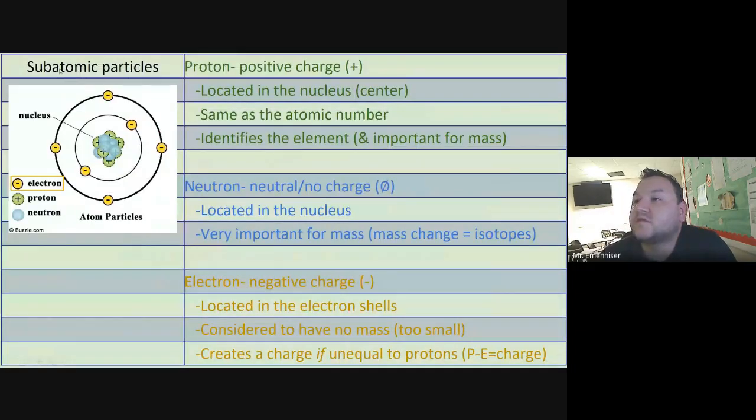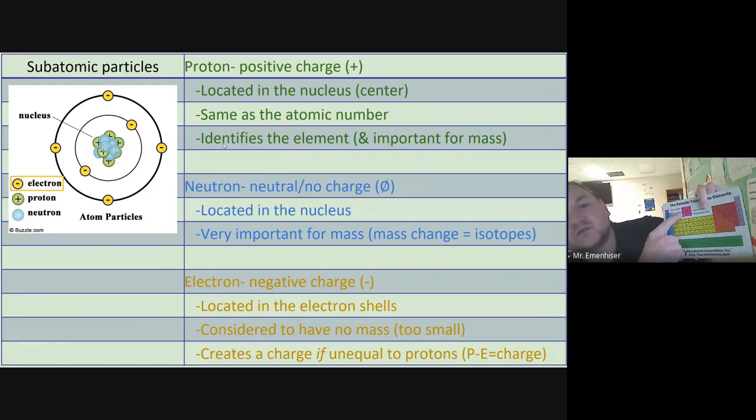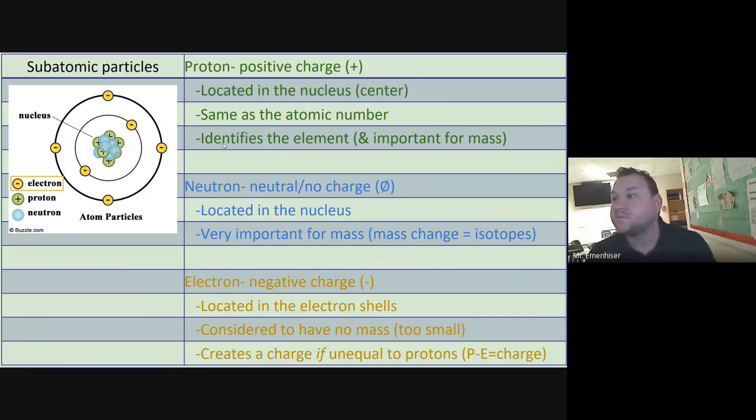Okay, so here's a review from last time. The atom is made out of subatomic particles, the proton, the electron, and the neutron. Protons are positively charged. Proton, positive, they both start with P. They're located in the nucleus. They are the same as the atomic number. The atomic number is equal to the number of protons. The number of protons identifies the element. Hydrogen is element number 1 because it has 1 proton. Helium is element number 2 because it has 2 protons, and so on. Each element is defined by its number of protons, okay? If you add a proton to an atom, you get a different element, all right?